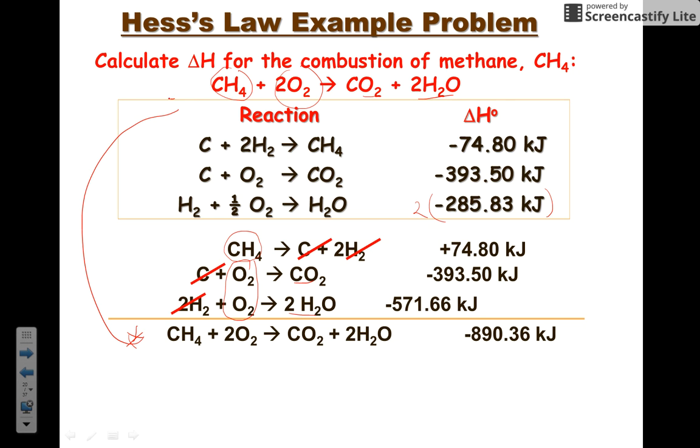They match. And so all I do now is add my delta H's together here, and that's going to give me overall a negative 890.36 kilojoules. So this will be an exothermic process because of the negative sign there.